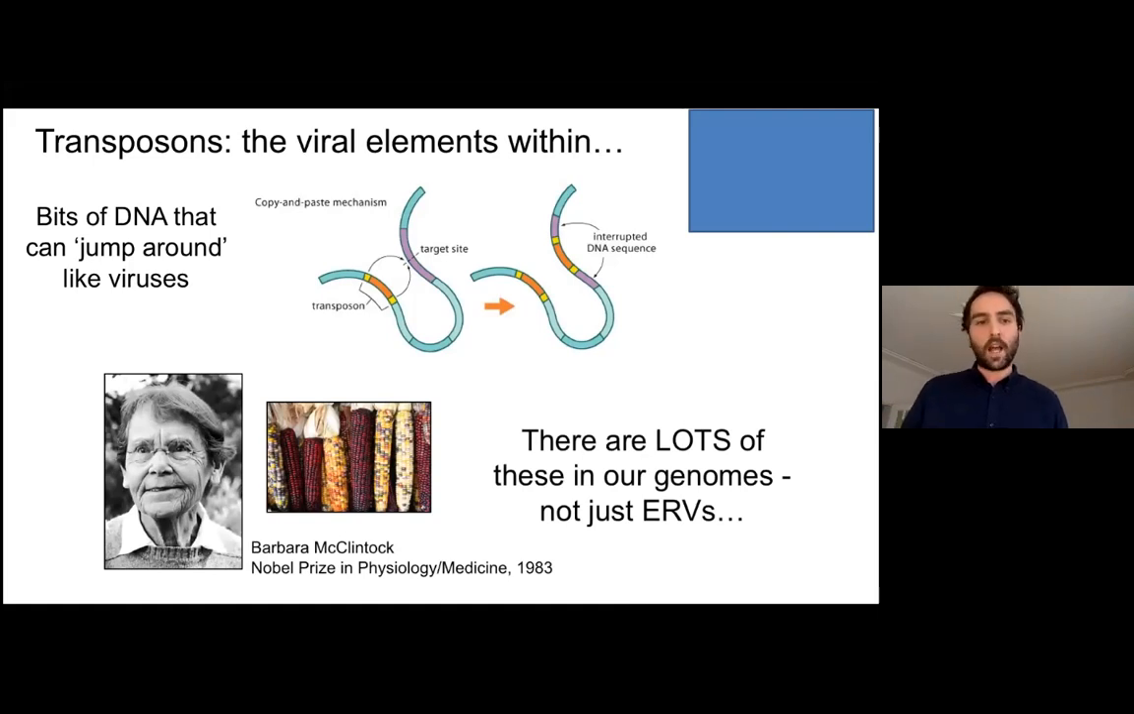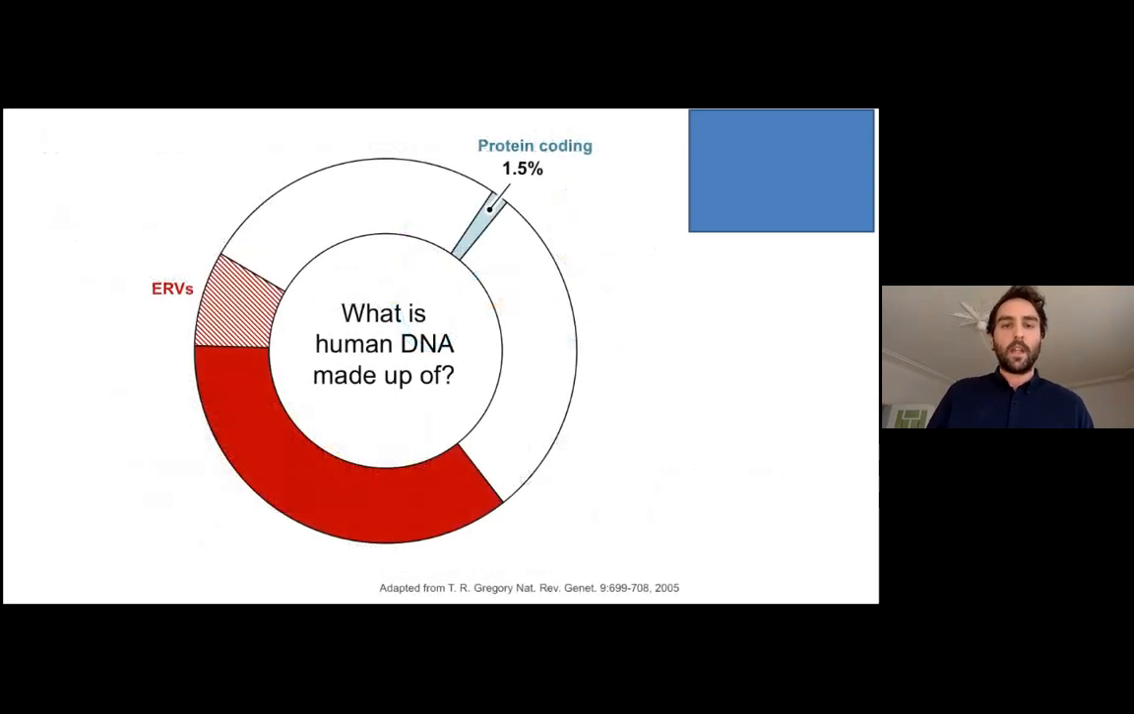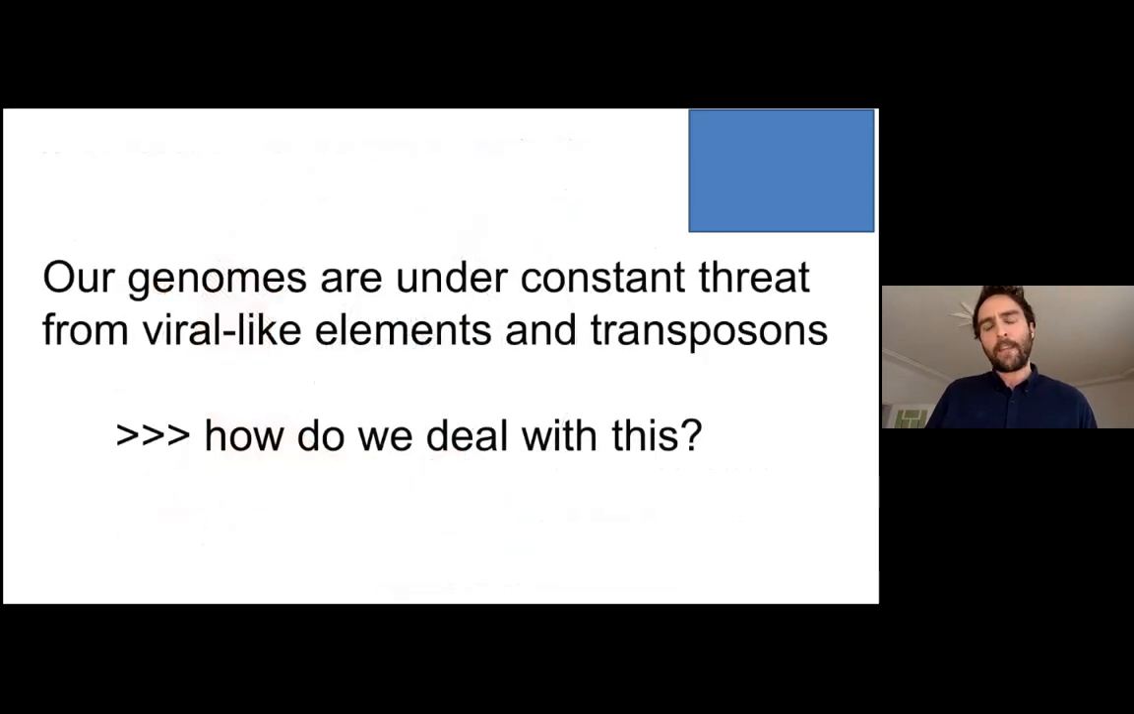Transposons were discovered by a pioneering scientist called Barbara McClintock, who won the Nobel Prize in 1983. She discovered that transposons have a lot of activity in corn and actually drive this beautiful diversity of the corn kernel color due to these germline integrations, which drive this variation in the population. But it turns out that there are lots of these in our genomes, and these are not just the endogenous retroviral sequences. If we go back to our human genome, it's thought that more than 44% of our genome is actually made up of these jumping genes, these transposons. That brings me to say that our genomes are really under constant threat from viral-like sequences and these transposons, and my research is aimed at understanding how we deal with this.